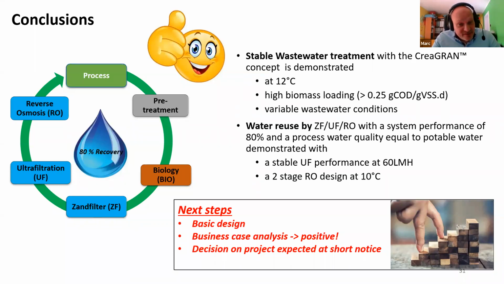So the next steps were a basic design for the full-scale plant, and very important, of course, the business case analysis. What we could prove is that the water cost can be lowered by almost 30% with respect to the actual situation. So now we are awaiting the decision of the company in order to move forward with the full-scale plant.